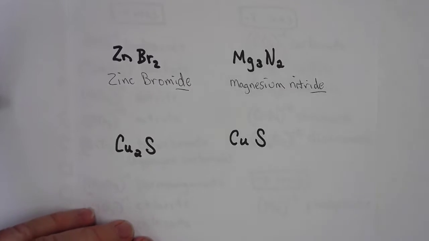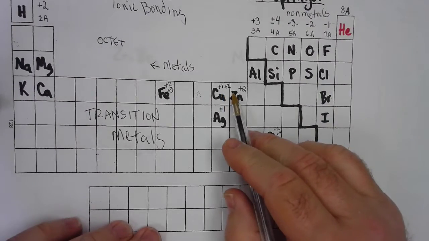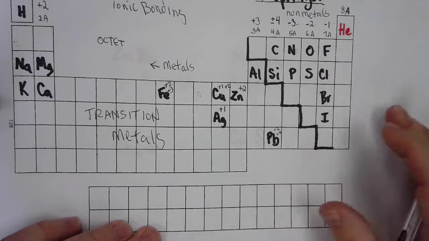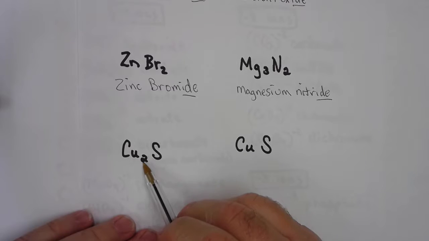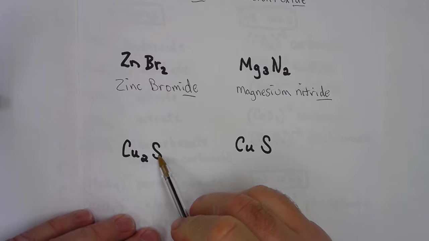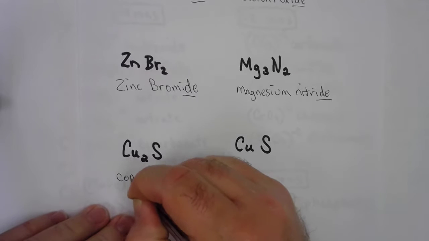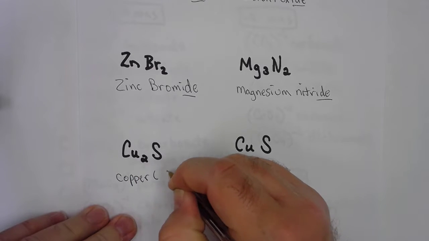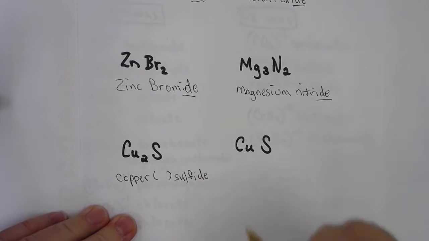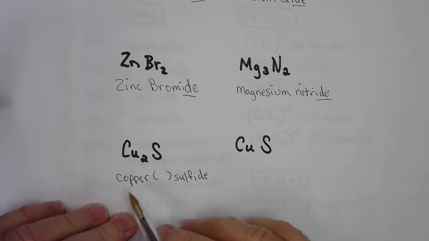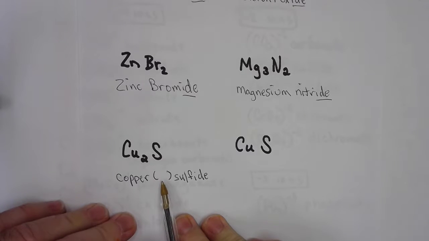All right, here's one. It's copper, and remember, copper might be a +1 or it might be a +2. So we have to figure out which is which. Here we've got 2 coppers with 1 sulfur or sulfide ion. It's going to be copper, and we're going to need a Roman numeral. The name of the sulfur would be sulfide. So it's copper something, sulfide, and the Roman numeral is the charge of the copper.